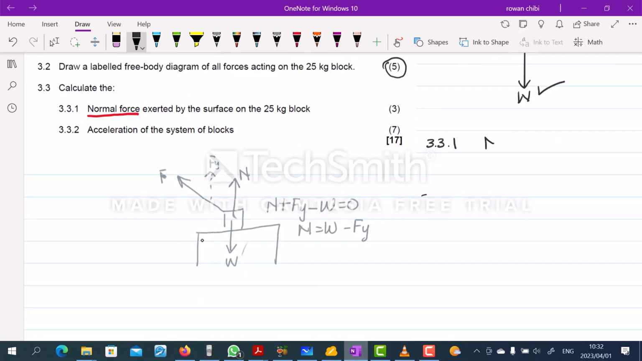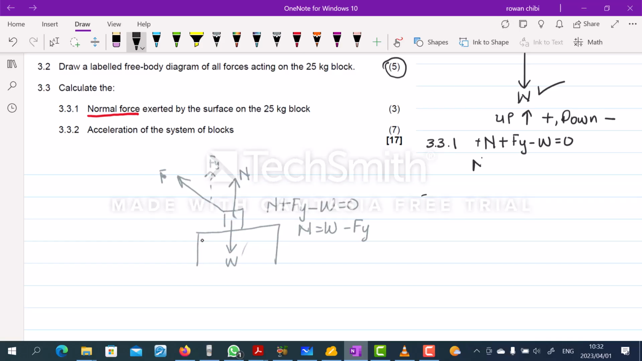So we say the normal force plus Fy minus W is equal to 0. Remember, in this case, since the object is moving to the right, up is positive. So this normal force is positive, the Fy is positive, but the weight is negative. So you can look at it as up is positive. That means down is negative.